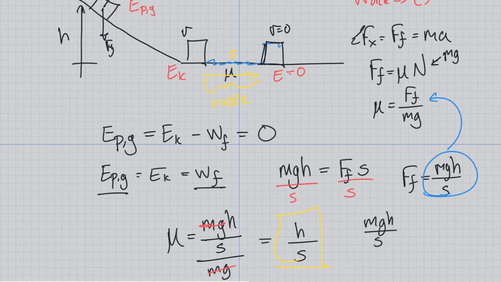Another way to write that, which might help people, would be mgh divided by S. And then instead of dividing by another number, we can simply multiply by the reciprocal, which would be 1 over mg. And so again, here we can see that mg's are going to cancel out, and the thing that I would be left with would simply be h over s.